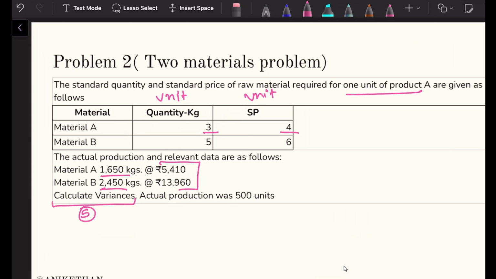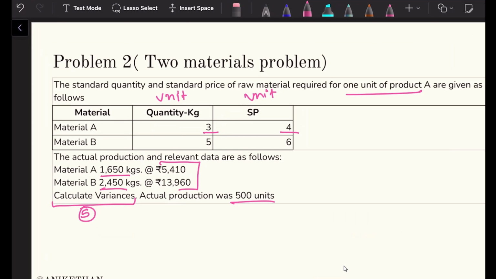So already you have learned how to calculate 3. Even if you calculate that, you will get about 5 marks. So this will be a 7-mark question. But if you learn the next 2 variances, which are yield and efficiency variances or mix variance, then you will get the full mark. And this is very easy. Actual production was 500 units.